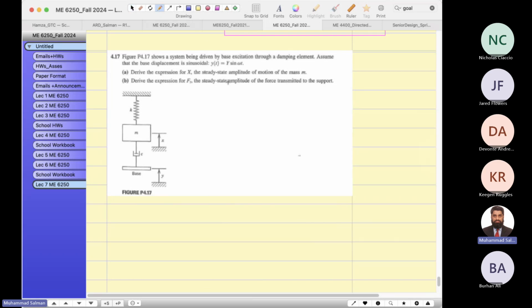This mass spring damper system is driven by the base excitation. The base is excited with amplitude Y, big Y, okay? Derive the expression for the displacement and the steady state amplitude, so x equals X times sine omega t. So this is the expression, and you have to find out what it is.